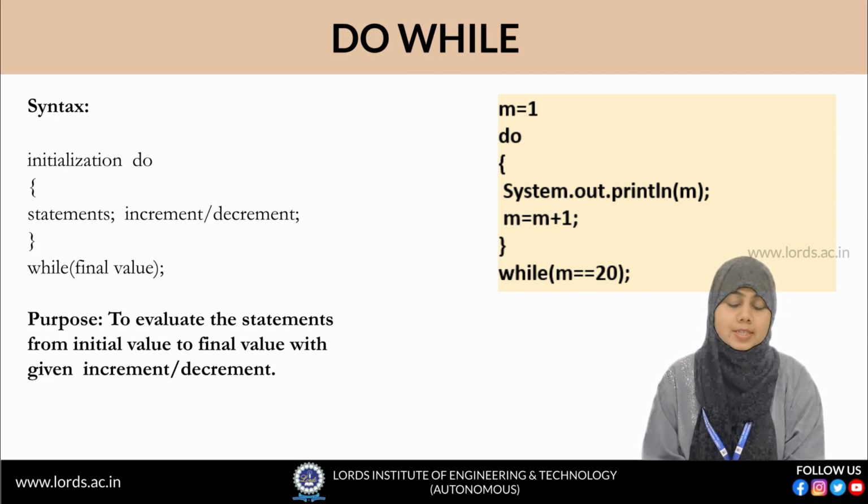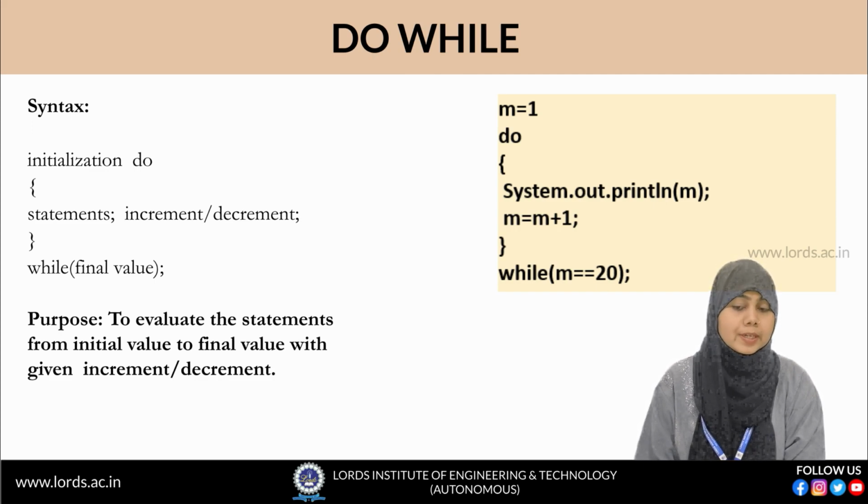Okay, if you can see the example here, first I have initialized the m value with 1, and then I have written the do, and under that we have written the block of code, the statements. I have written System.out.println, which means I'm asking to print the m value, and then I'm incrementing the value of m by 1. So first the m value would be printed as 1, and then it will go and check the while condition, m double equals 20.